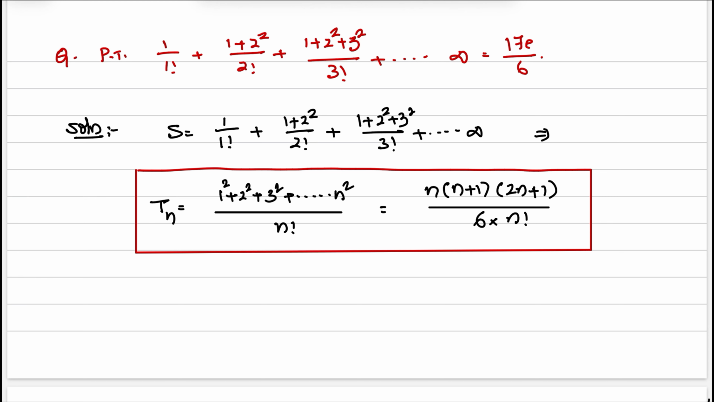Check: if n is equal to 1, 1 into 2 into 3 divided by 6 is 1, and 1 by factorial n is 1 by factorial 1. This is the very important step. Now the road is started. We have to solve. The nth term only we could find out.